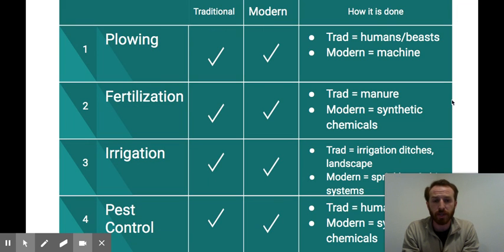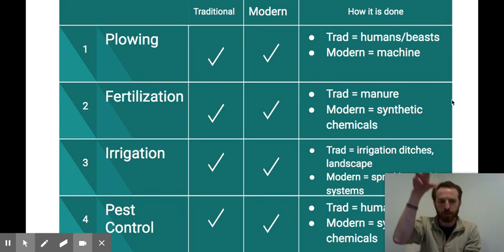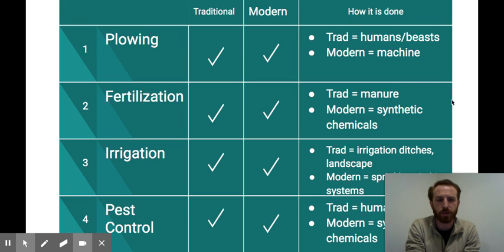And then when it comes to irrigation, traditional methods would be using irrigation ditches, just the natural landscape. Is there a body of water nearby that we can take the water via bucket or whatever other method we can use that would be sustainable. And with modern, we're looking at sprinkler systems, which we talked about, as well as drip systems. And so those overhead sprinklers and then the drips where they bring the water through hoses to specifically drip water into locations next to plants.